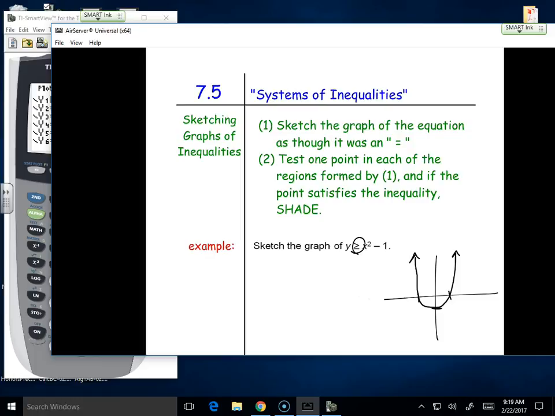We could always double check it with algebra if we want. For instance, asking ourselves, is the point 0, 0 a solution? Some of you might remember this from algebra 1, algebra 2. You would plug in 0, ask yourself, is that greater than or equal to 0 squared minus 1? Is 0 greater than or equal to -1? And the answer is true. And wherever the answers are true, that's where we shade.